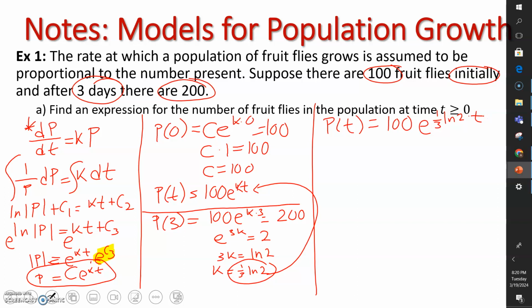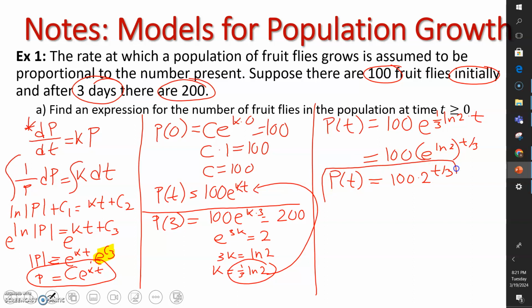Now rearranging this, we can actually see that we can clean this up a bit. So we have 100 e to the ln of 2, and then let's move that t and 1/3 to the outside, because e to the ln of 2 is in fact just 2. So we have 100 times 2 to the power of t over 3, and this here is our population model. Now, when you look at it, it very much makes sense. So we see our 100 being our initial population, and we see times 2, meaning it doubles every t over 3. That is every 3 days.